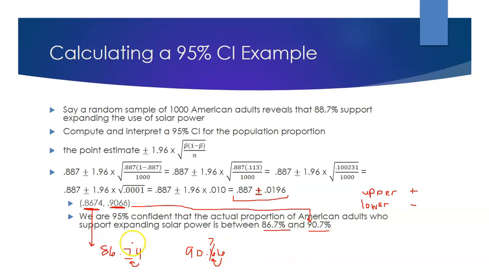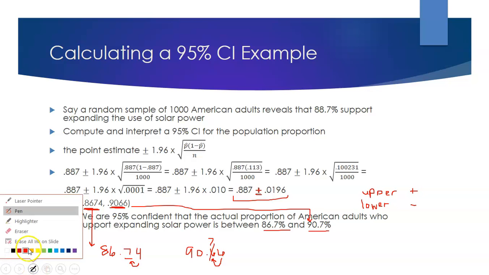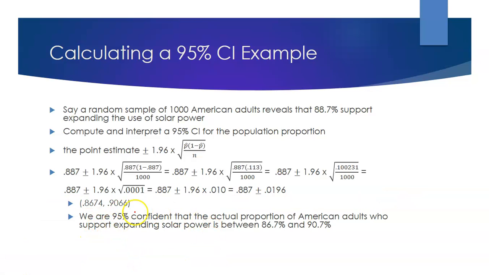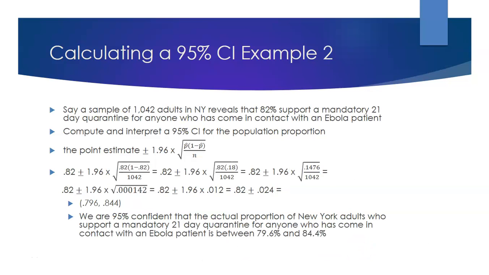We've rounded that. So in interpreting this confidence interval, we are 95% confident that the true or real proportion of adults who support the expansion of solar power is somewhere between 86.7% and 90.7%. Okay, so that's an example of a 95% confidence interval. The next slide that we'll go over is another example.